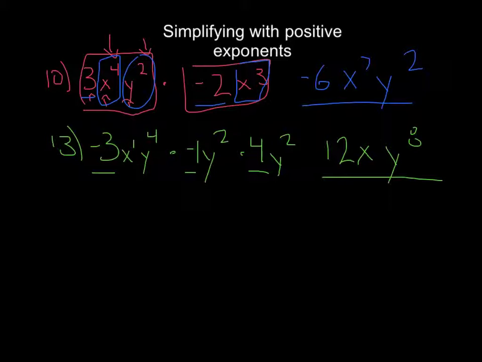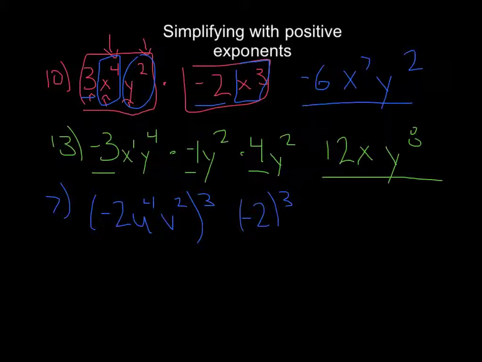Another example of this would be if we put in parentheses. So we have -2 u to the 4th v squared, all cubed. The cubed is being applied to everything within the parentheses. So this is really saying -2 cubed times u to the 4th cubed times v squared cubed.